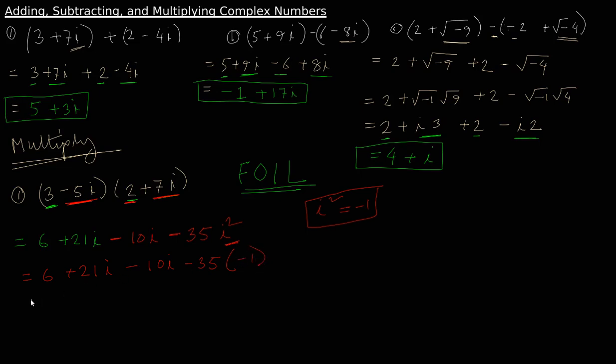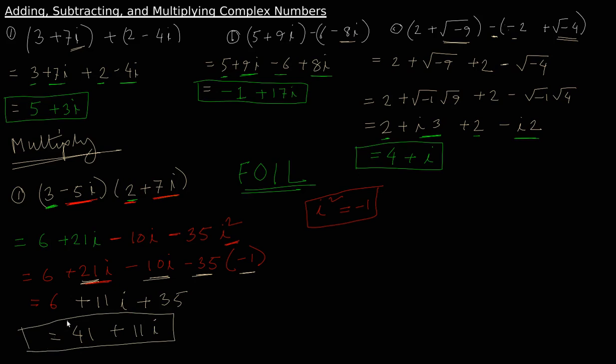So what I am going to have here, 6 plus 21i minus 10i, so I have plus 11i, and then negative 35 multiplied by negative 1 will be positive 35. So in total, 6 plus 35 is 41. So 41 plus 11i. Okay, so that is the way we multiply two complex numbers using the FOIL method. So that is our first multiplication.